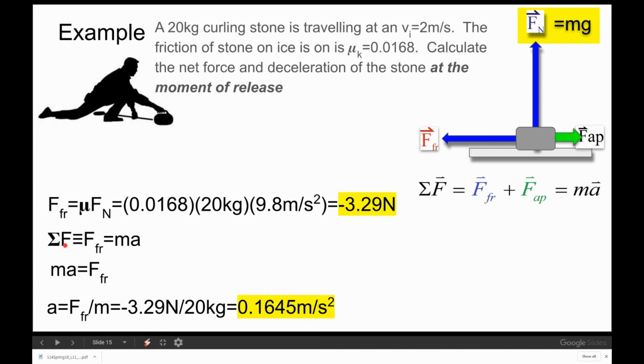That force of friction is the only force on it. So there is no applied force now. So the force of friction is responsible for the observed behavior. And when we use that now in the formula, we get an acceleration of 0.1645 meters per second squared. And I goofed and dropped the negative sign. It's slowing down.